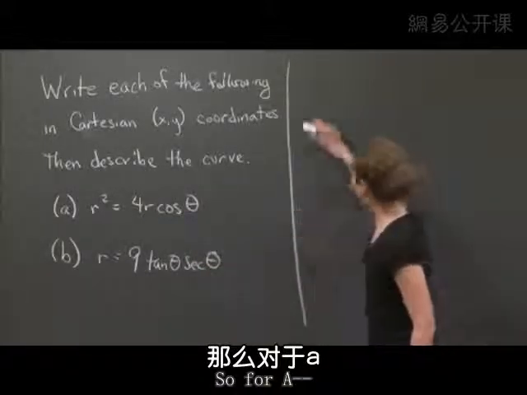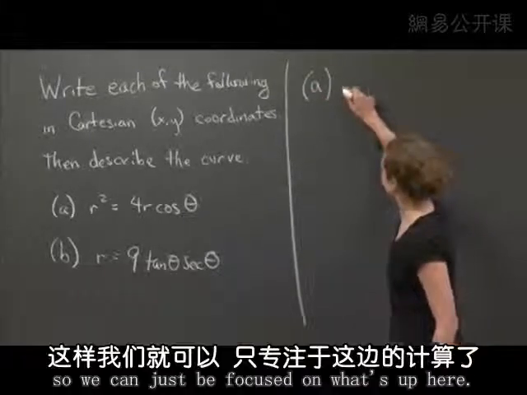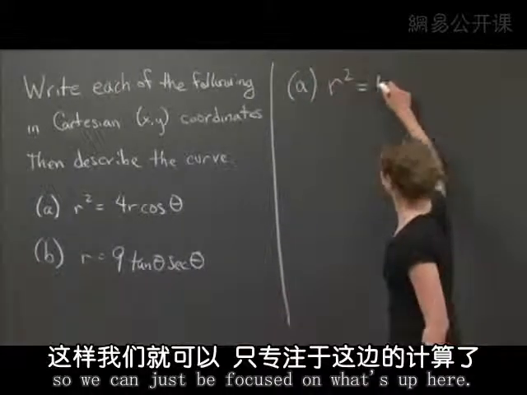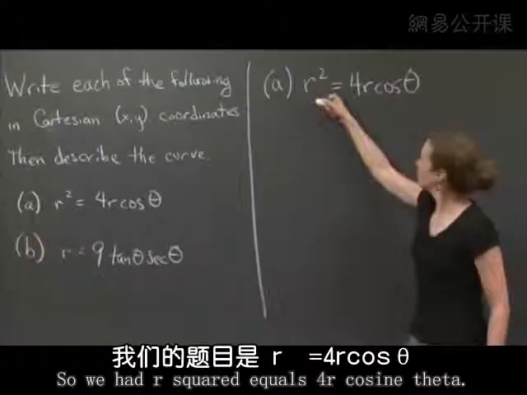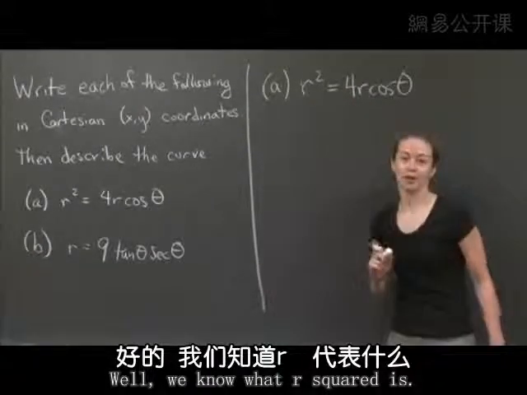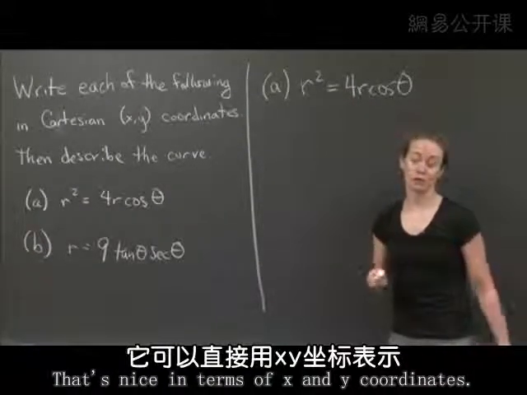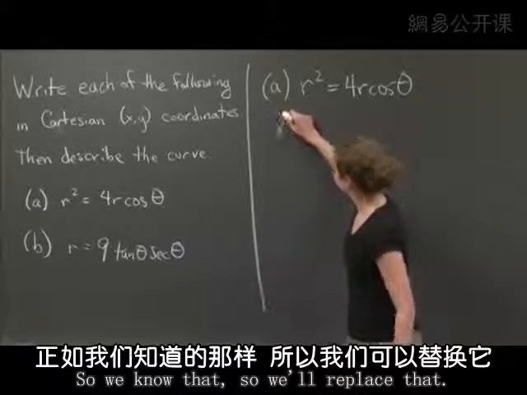For A, I'm going to rewrite the problem up here so we can just be focused on what's up here. So we had r squared equals 4r cosine theta. Well, we know what r squared is. That's nice in terms of x and y coordinates. That's just x squared plus y squared. So we'll replace that.